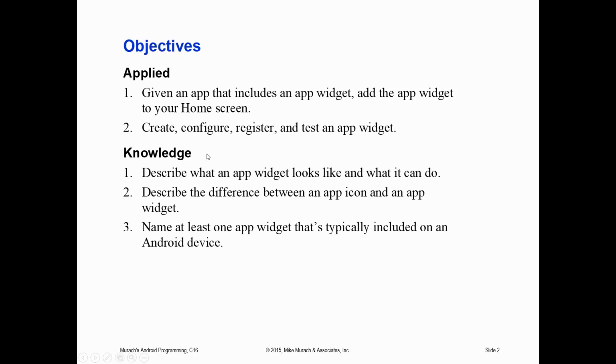So we have 2 applied objectives here. Given an app that includes an app widget, add the app widget to your home screen. Create, configure, register, and test an app widget. We also have 3 knowledge objectives. Describe what an app widget looks like and what it can do. Describe the difference between an app icon and an app widget. And name at least one app widget that's typically included on an Android device.